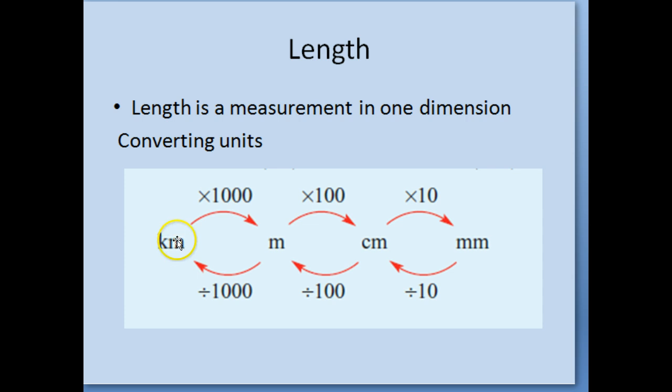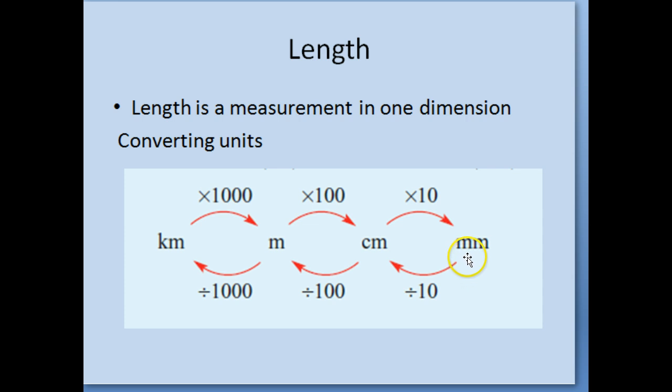So we can think of this as a little stepping stones to convert between the units. So, for example, when I'm converting from kilometres to metres, I need to times by 1,000 because there's 1,000 metres in a kilometre. If I want to go from metres to centimetres, I need to times by 100 because there's 100 centimetres in a metre. If I'm going from centimetres to millimetres, I need to times by 10, because there are 10 millimetres in a centimetre.